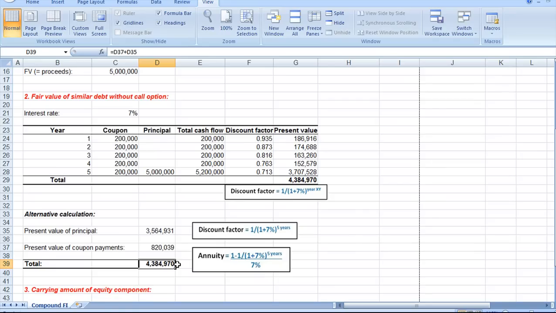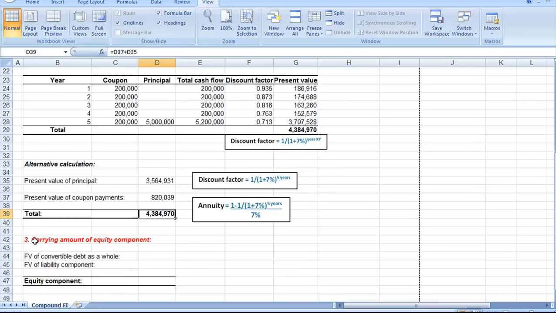Now, we can calculate the carrying amount of equity component of the convertible bonds, which is in fact the call option to shares. It is calculated as fair value of the compound instrument as a whole, 5 million, less fair value of the liability component, 4,384,970. And we get a fair value of the equity component of 615,030.